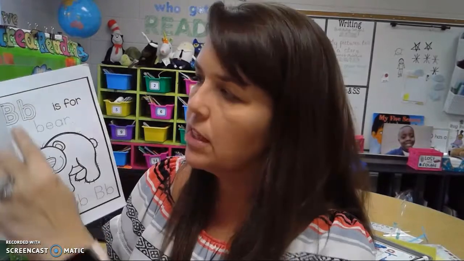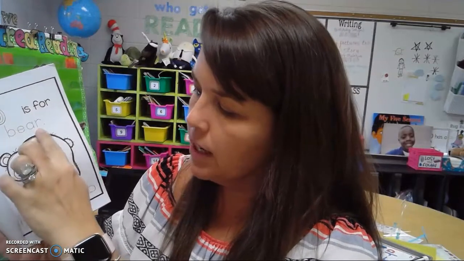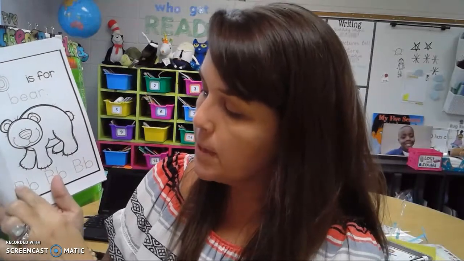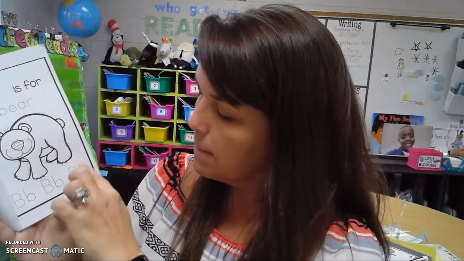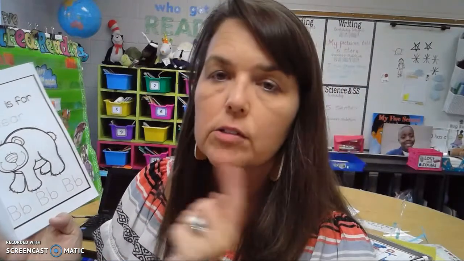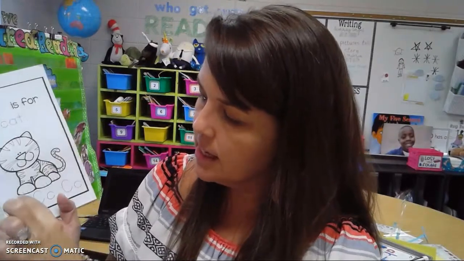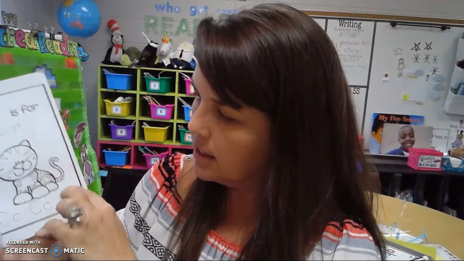And then just going through each one, making sure that they're forming those letters starting at the top, and forming B. B is for bear. B. And they can even form these as they say the sound too. B, B, B. So that way they're forming it, they're saying the sound, they're forming it, they're saying the letter. So C is for cat. K, k, k. So just going through the whole book.